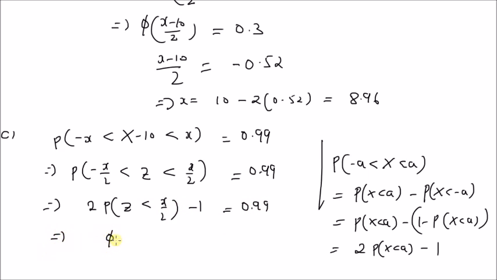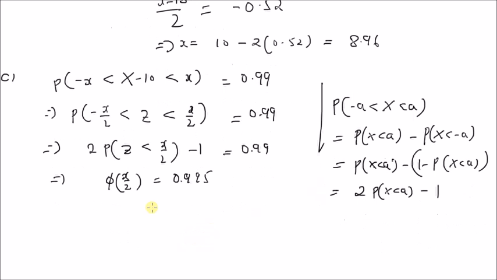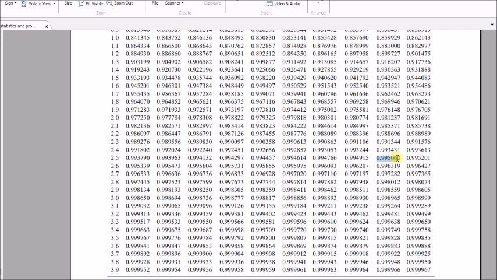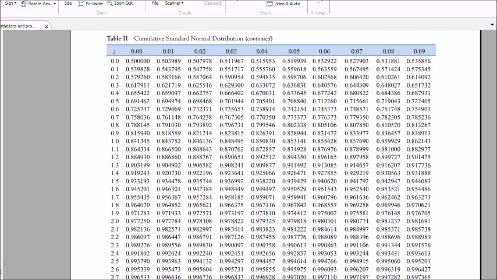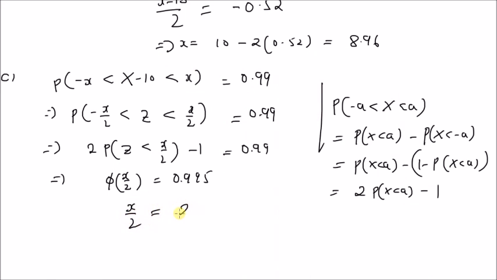That implies phi of x by 2 is equal to 1.99 divided by 2, which is 0.995. From the table, we can clearly see that the value 0.995 can be located at this location, row 2.5 and column 0.08, that is 2.58. So x by 2 should be equal to 2.58. That implies x equal to 5.16.